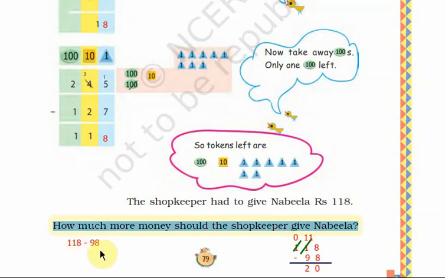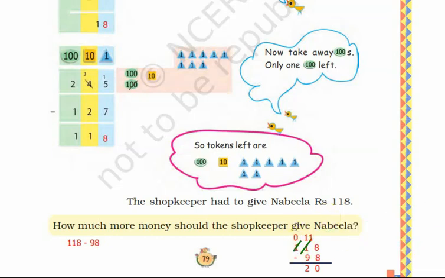118 minus 98, because he had given only a smaller amount. So we have to find out the difference, how much money he had to give Nabila. Okay. So we can deduct 98 from 118. See, 118 minus 98. Starting from the ones place, 8 minus 8 you will get 0. Next moving to the tens place, 1 minus 9. Is 1 minus 9 possible? No. So what do we have to do? We have to borrow 100 from the hundreds place. Okay. So we are borrowing 100 from the hundreds place.